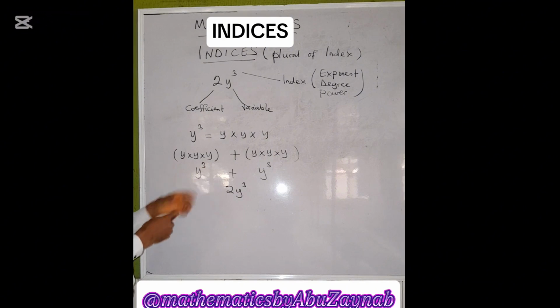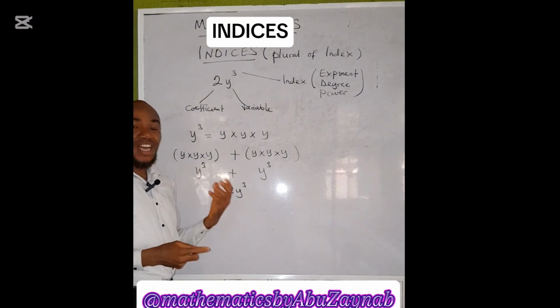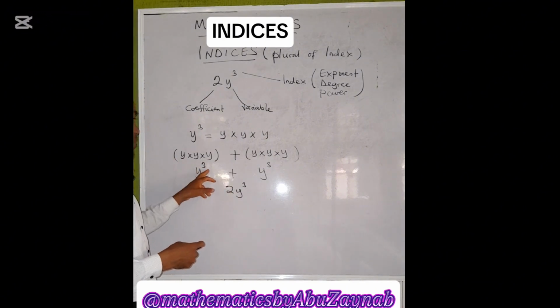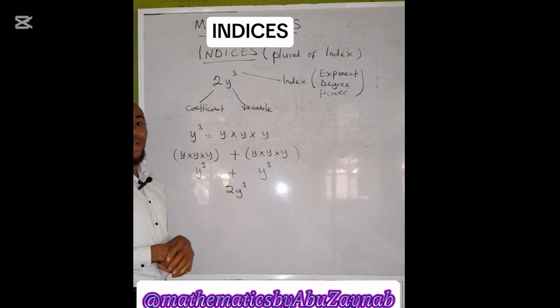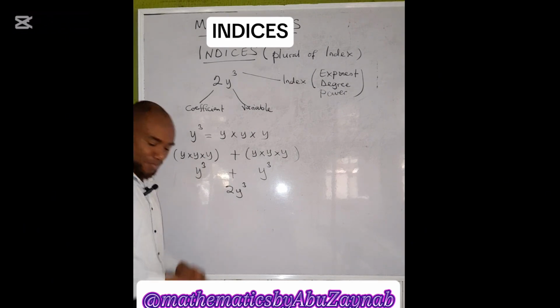Essentially, the power or the degree or the exponent or the index here is 3. The coefficient is 2, and the variable in question is y. That's just the basic introduction of what indices stands for. Let's now go straight to the next point, which is the laws of indices.